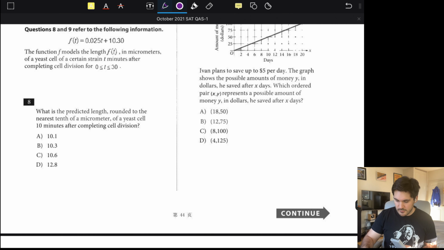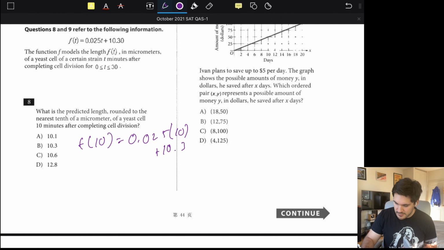Number 8, what is the predicted length 10 minutes after the completion of a cell division? Just plug in 10. f(10) equals 0.025 times 10 plus 10.3. 0.025 times 10 plus 10.3 gets us 10.55, which rounds up, of course, to 10.6. C.